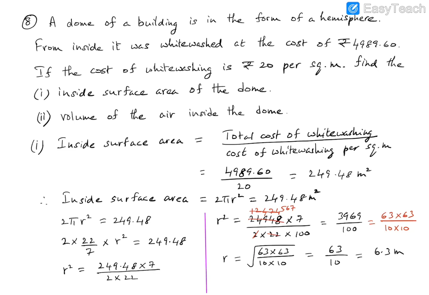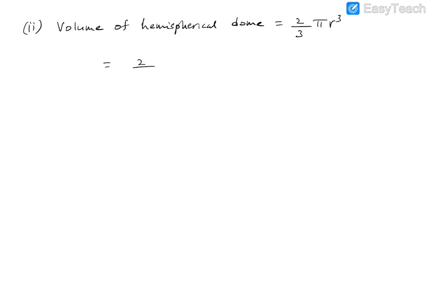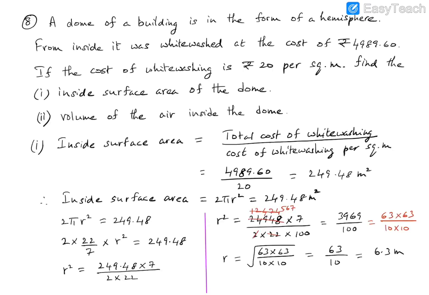From the radius, we can now calculate the volume of the hemispherical dome, which is going to be the volume of the air inside the dome. So for the second part of the question, we have to basically compute the volume of the hemispherical dome. So volume of hemispherical dome, and we use the formula for the volume of a hemisphere, which is 2 by 3 pi r cube. So that's going to be 2 by 3 into pi is 22 over 7 into the value of r.